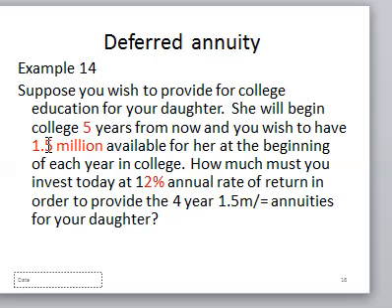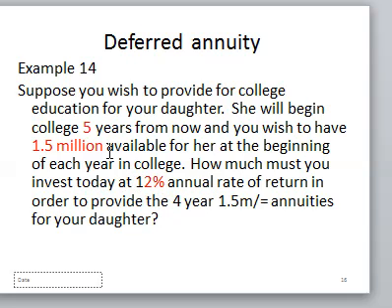So look at this example. Suppose you wish to provide for college education for your daughter. She will begin college 5 years from now. So this is our end, and this is where it's going to begin. It's not the end. And you wish to have 1.5 million, which is the constant you are going to be paying in the future, available for her at the beginning of each year. How much must you invest today?